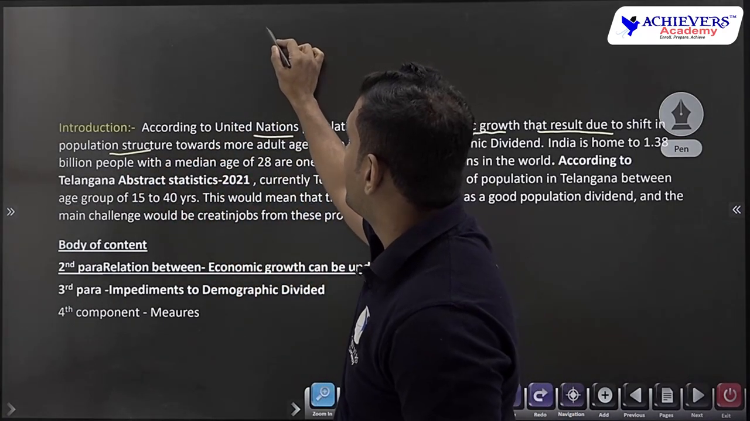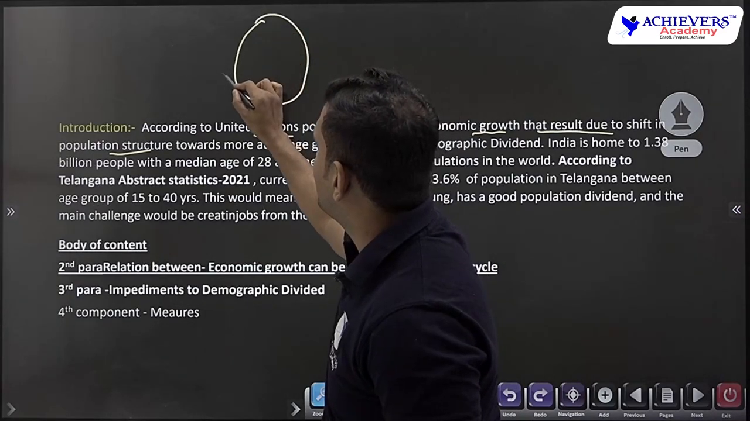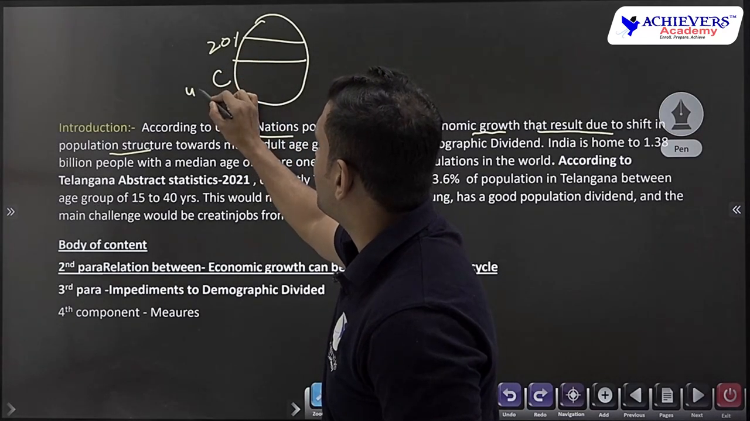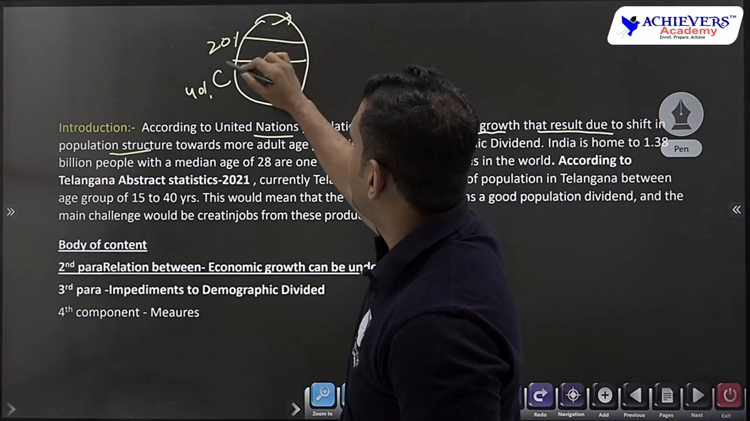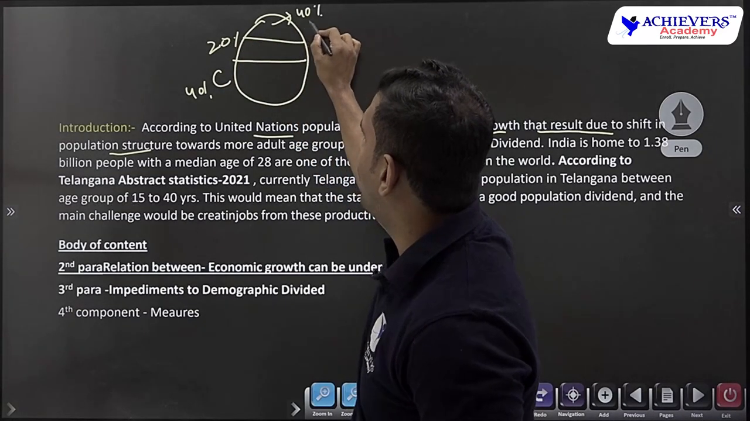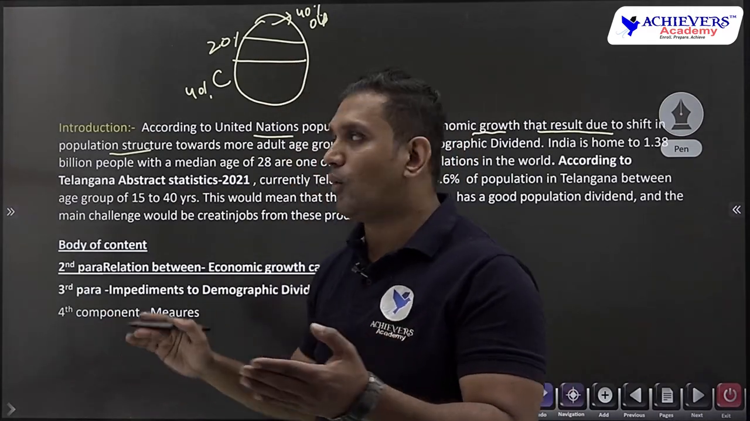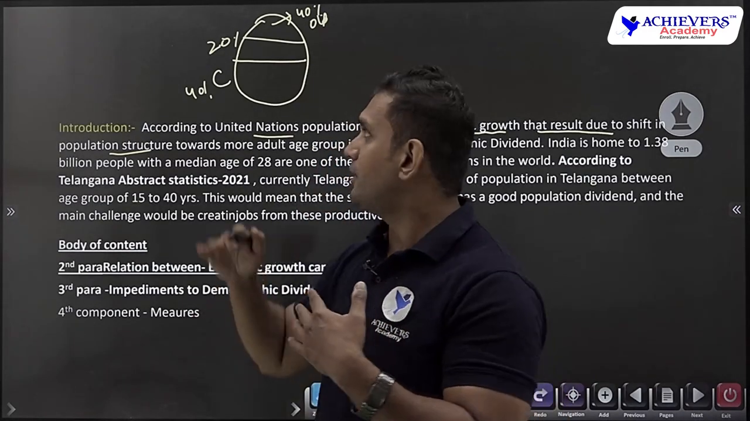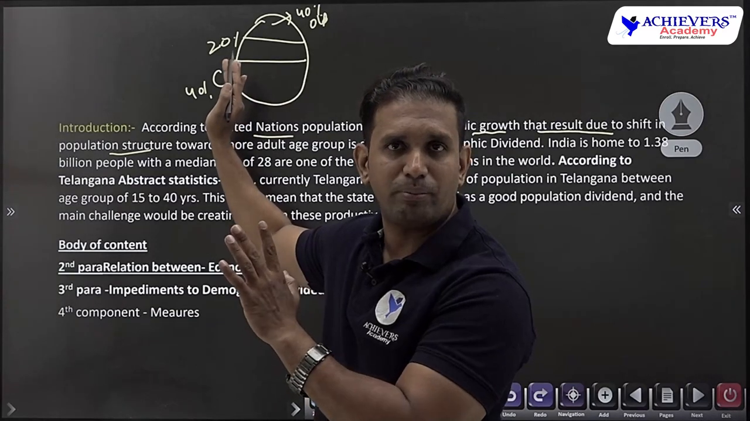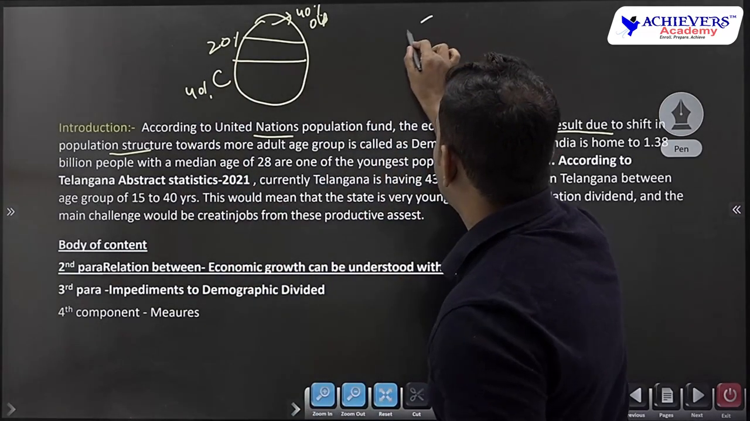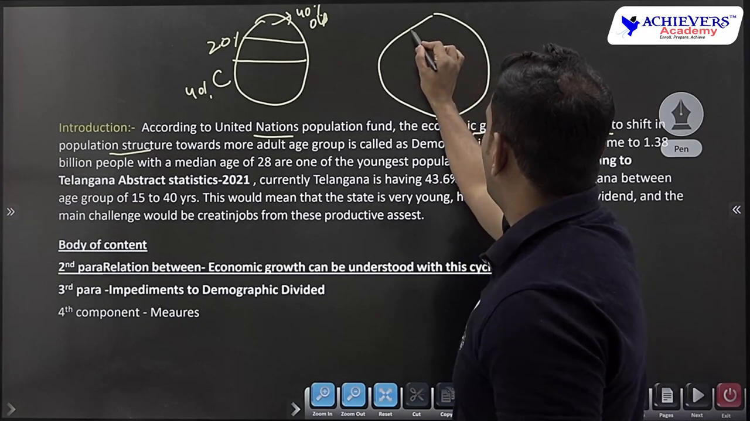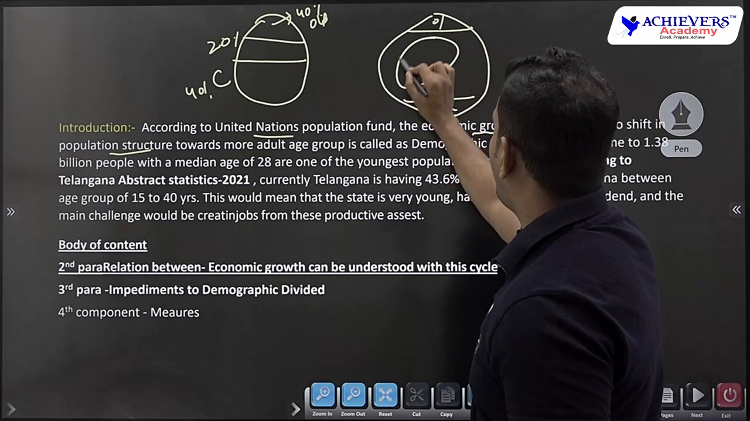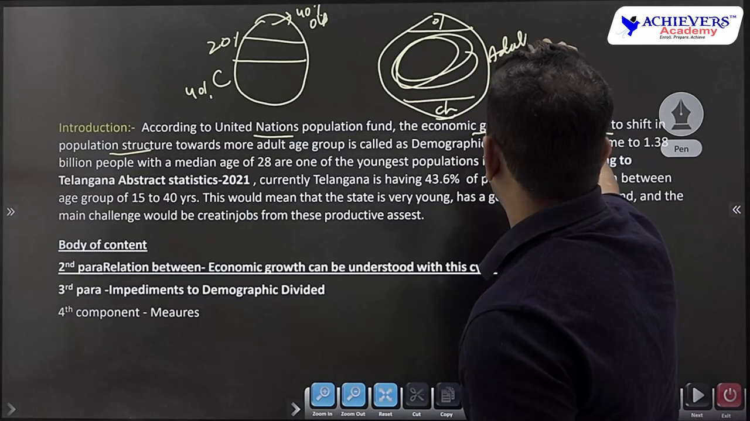Shift in population structure means what? The population is like this. Children are 40%. Okay. Adults are 20%, children are 40%, and 40% are old people. This is not the type of population pyramid we actually desire. Okay, a country having this kind of population pyramid will not grow. Okay, we want this bulge. Lower percentage of old, lower percentage of children. This is where we require the adult age group.